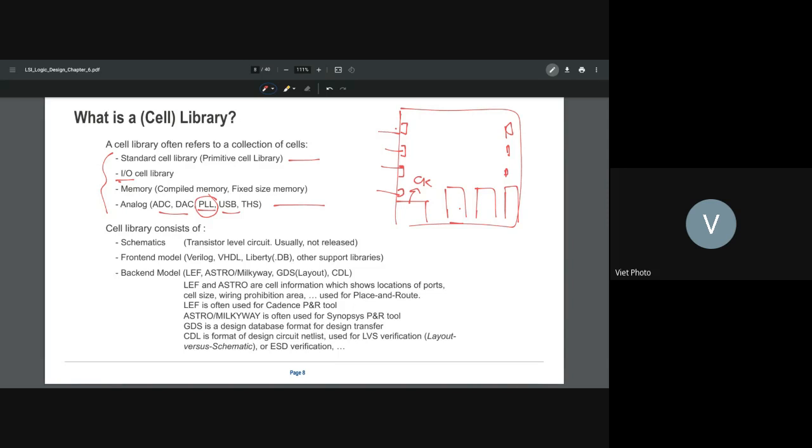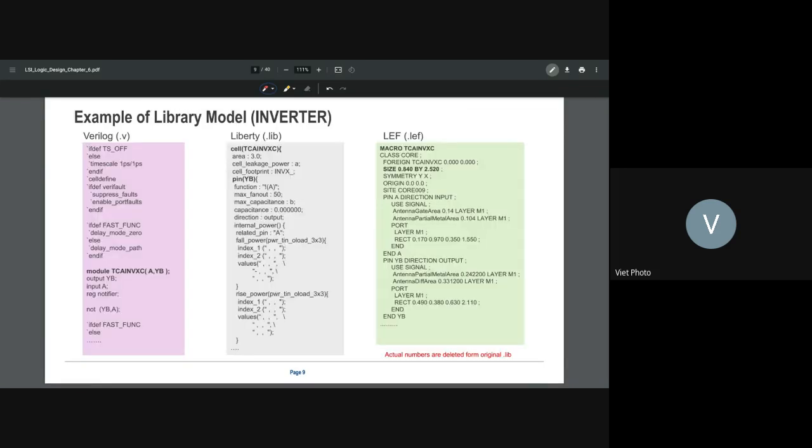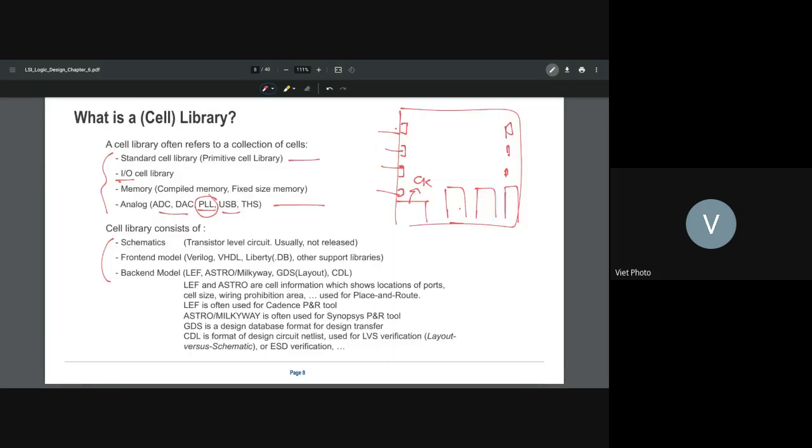The cell library, in terms of format, I think there will be three types of format, depending on the stage in the design flow. So I think maybe it's this one. Yeah, the first one is a schematic, right? Schematic is just, okay.